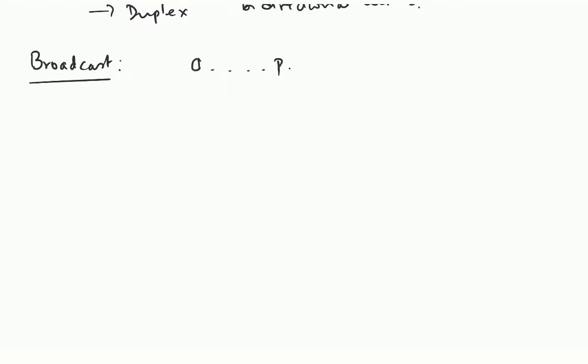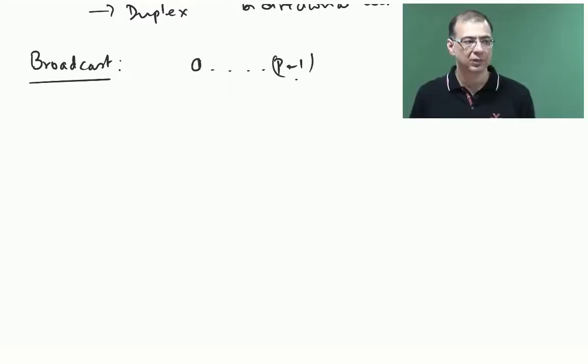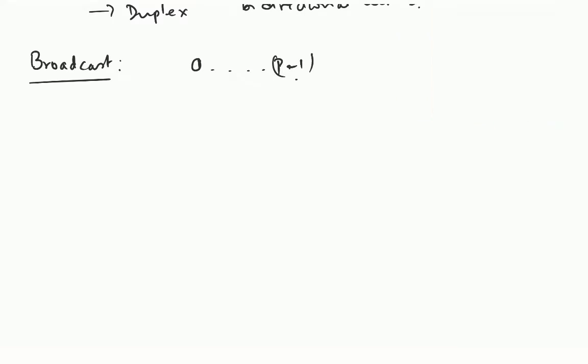We'll use the numbering 0 to p minus 1. So let's say node 0 has data and it wants to send to all the other nodes. So one trivial algorithm is that 0 sends out the data to all the other nodes, one by one. That is clearly not great. What is the problem with that? What is the cost of that? It will have to send p minus 1 times. And what is the cost of each communication? Ts plus mtw. Can you do better?